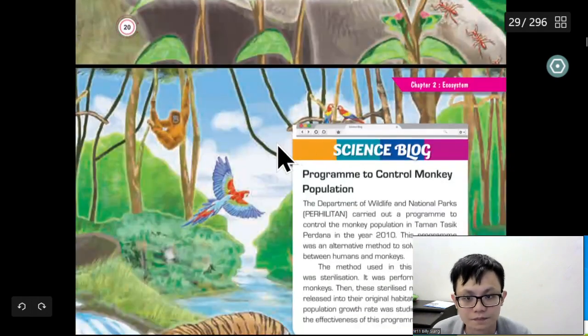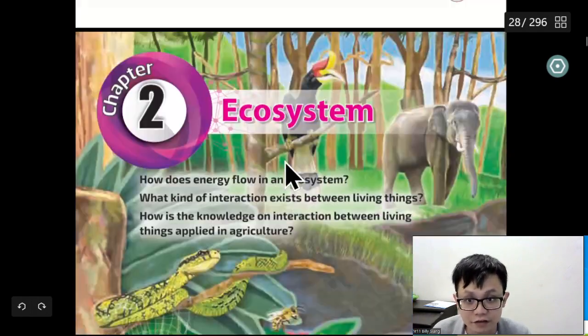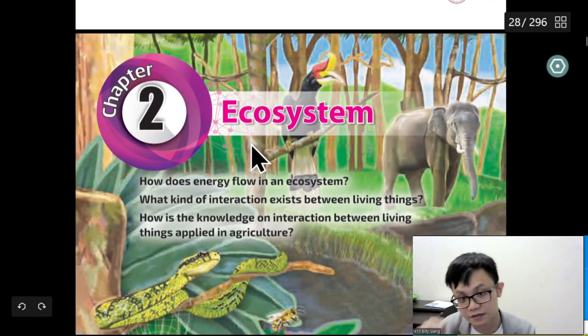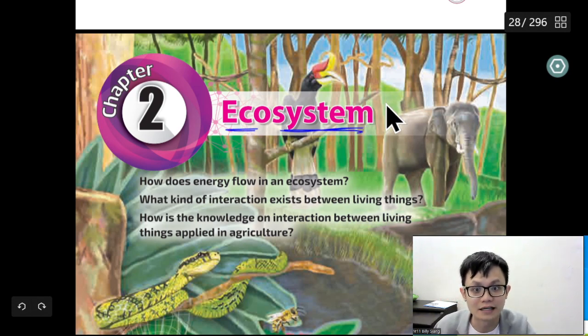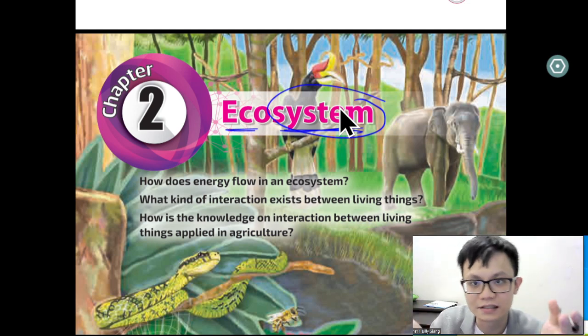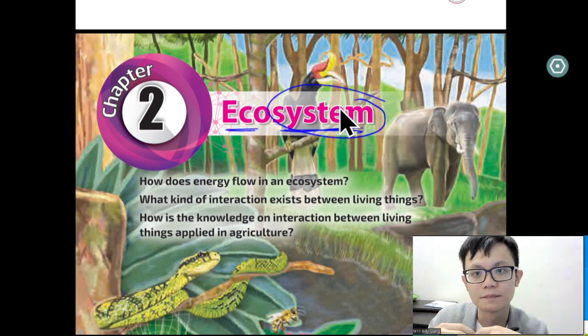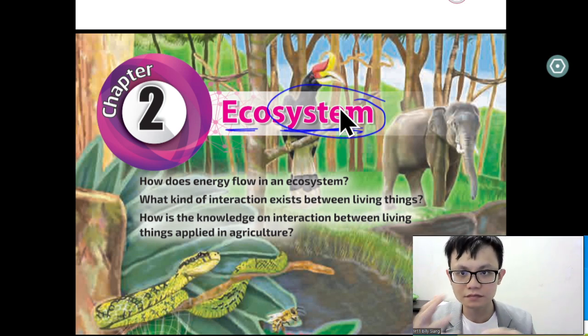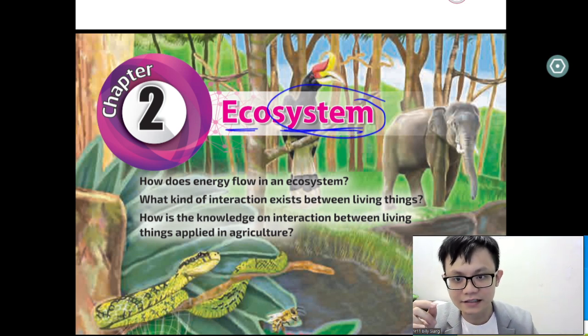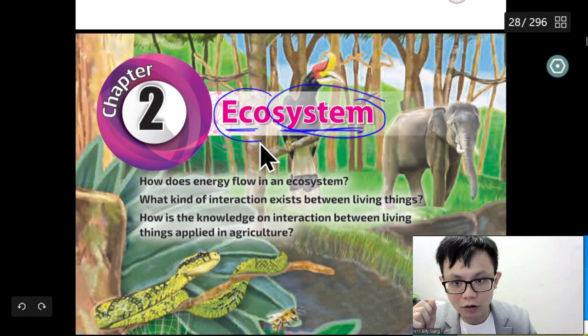In this chapter we are going to learn about ecosystem. We can see the word here, eco and system. We already know what a system is, right? Everyone knows what a system is: computer system, your body system, your digestion system, whatever system. What does eco mean?